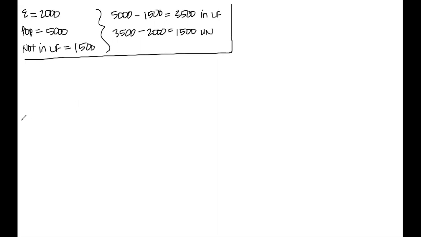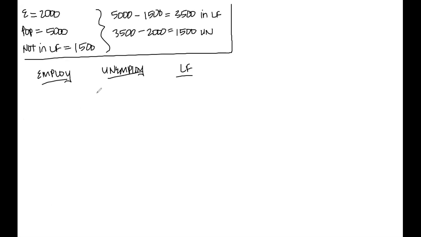I'm not going to rewrite the table of flows, but I think the easiest way to calculate each of these is to create your own table. And I'm going to make 3 columns saying employed, unemployed, and labor force.